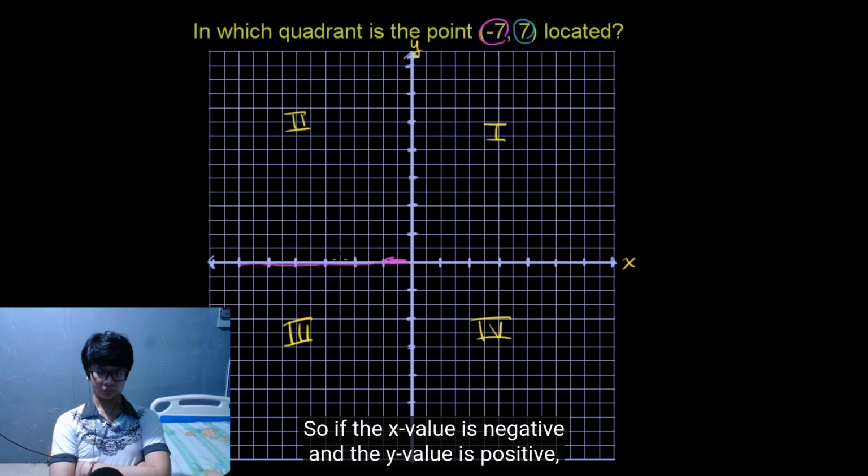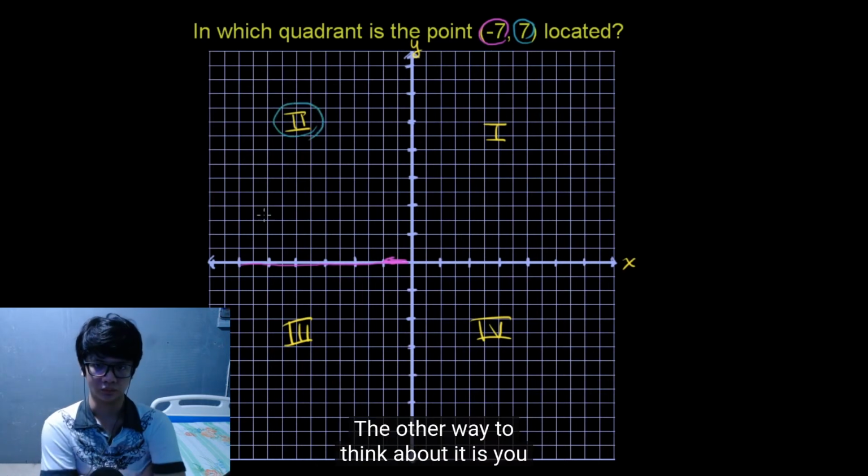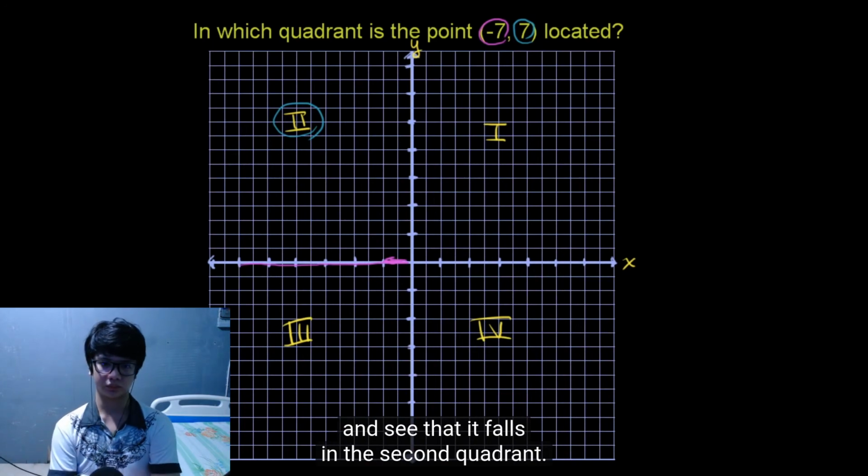So if the x value is negative and the y value is positive, we're going to land someplace right over here in the second quadrant. The other way to think about it is you could literally just plot this point and see that it falls in the second quadrant. So let's do that.